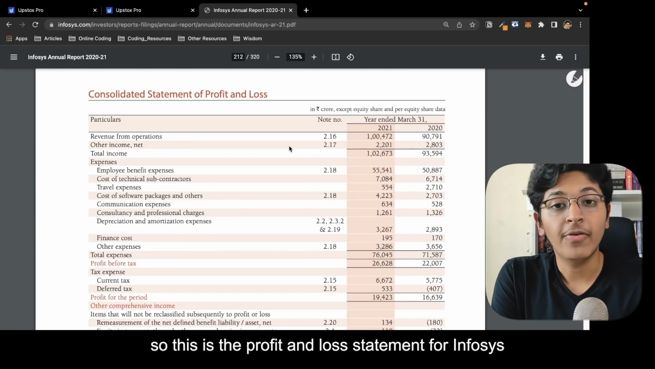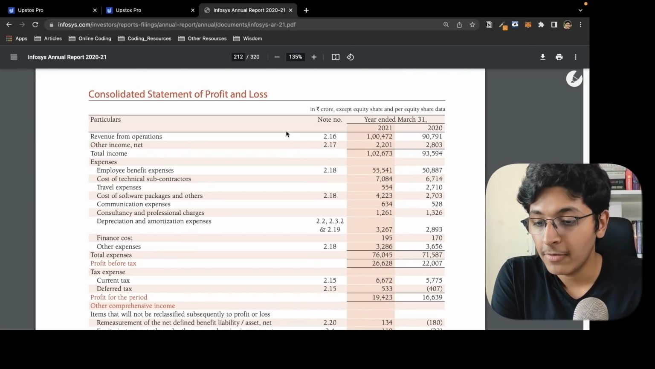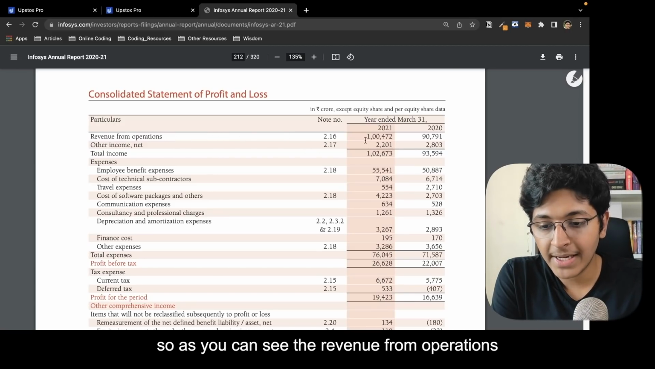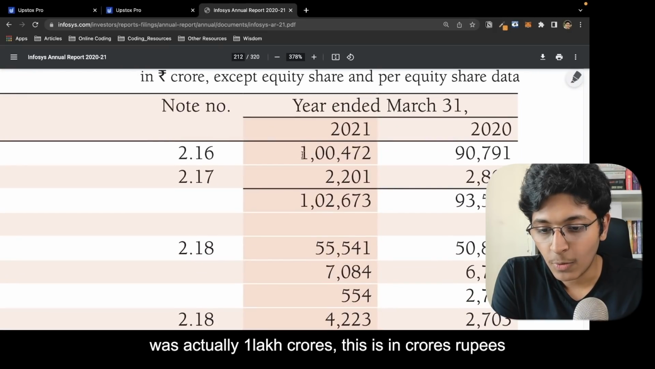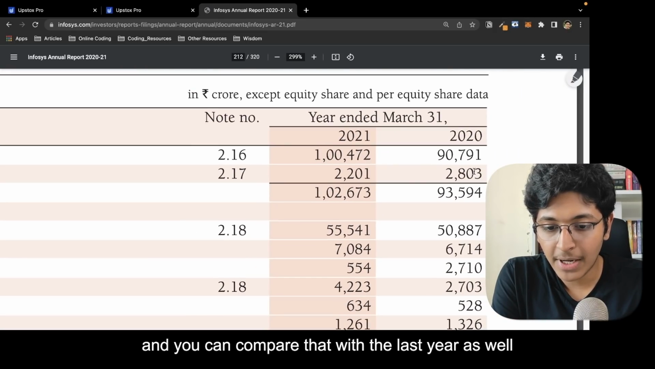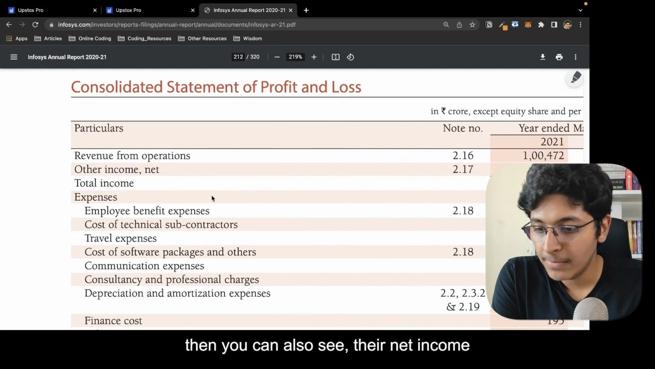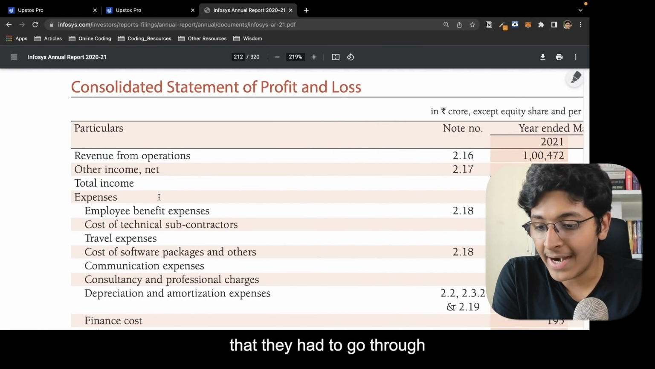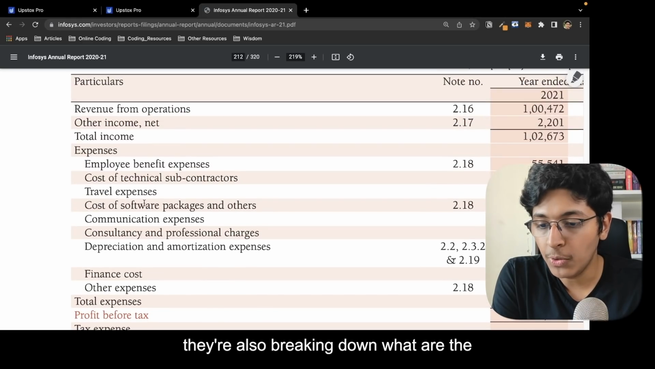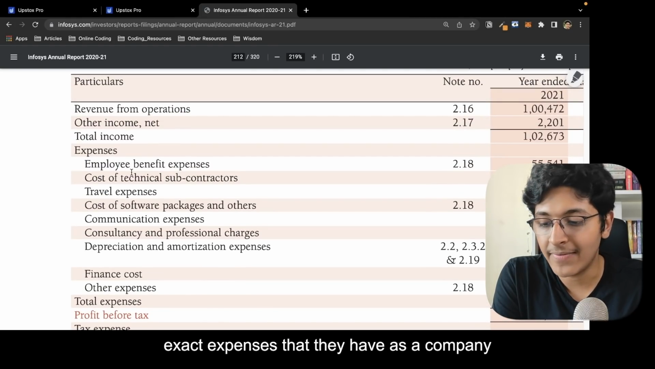This is the profit and loss statement for Infosys for the year 2020-21. As you can see, the revenue from operations was actually 1 lakh crores. This is in crores of rupees, and you can compare that with the last year as well. Then you can also see their net income. You can also see the expenses that they had to go through. They are also breaking down the exact expenses that they have as a company.